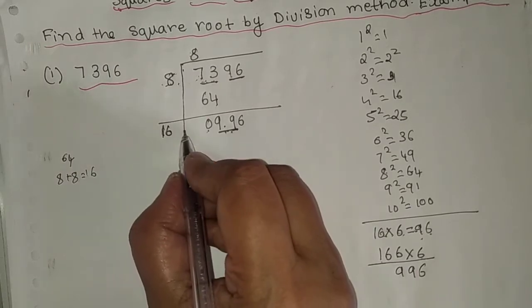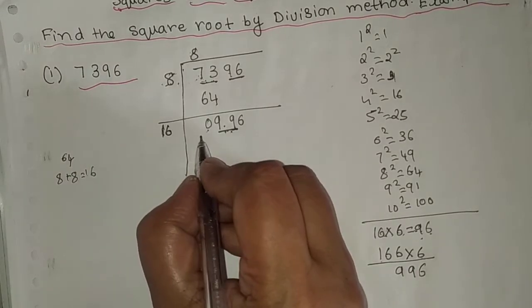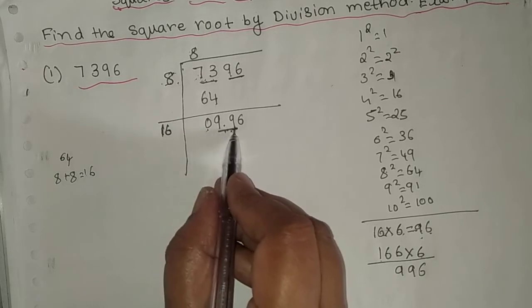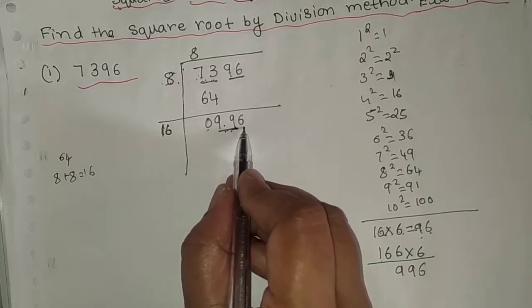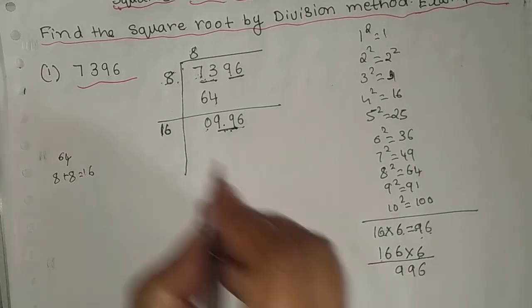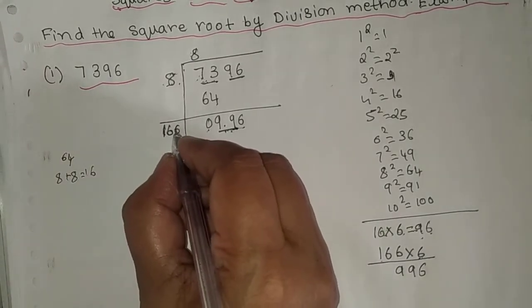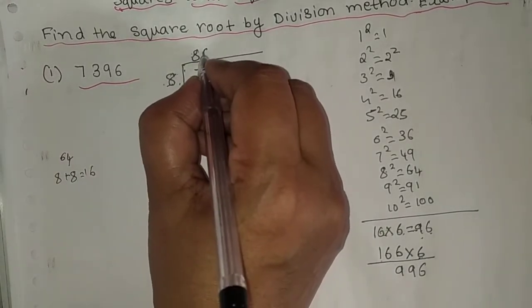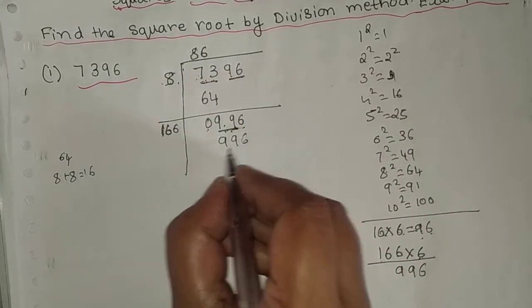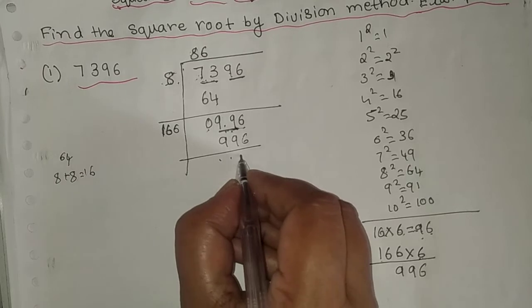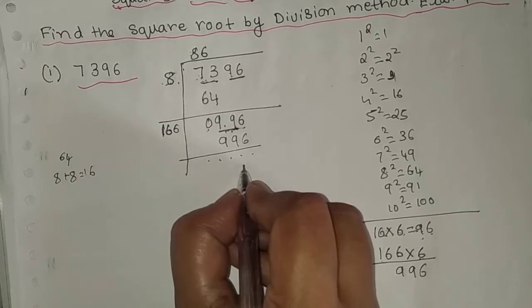Please understand this. By practice only you will get this. You should practice. So we got 99 here. So we will take the three numbers, then this is multiplied by 6. 6 here, then 6 here. So how much did we get? 996. So minus this we will get 0. So this is the solution of the number.